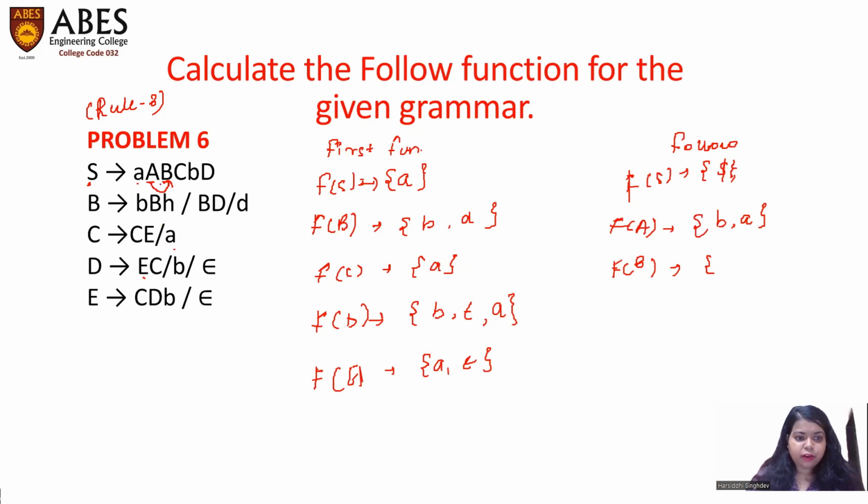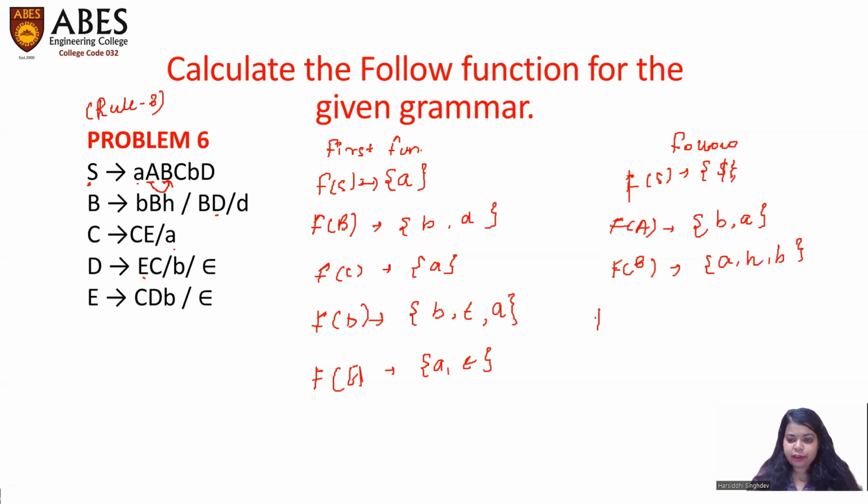See, for finding follow of capital B, here we were getting after B the capital C. So we have to check first of C, that is a. And after a, here also capital B is arriving. After capital B, what we are getting? Terminal symbol h. So we have to include h also. And here after B, what we are getting? Capital D. So we have to check first of D. That is b and epsilon and a. Always remember that we do not include epsilon in follow set. So a is already there. What is left? b. So we have to include b. This is the follow set of B.